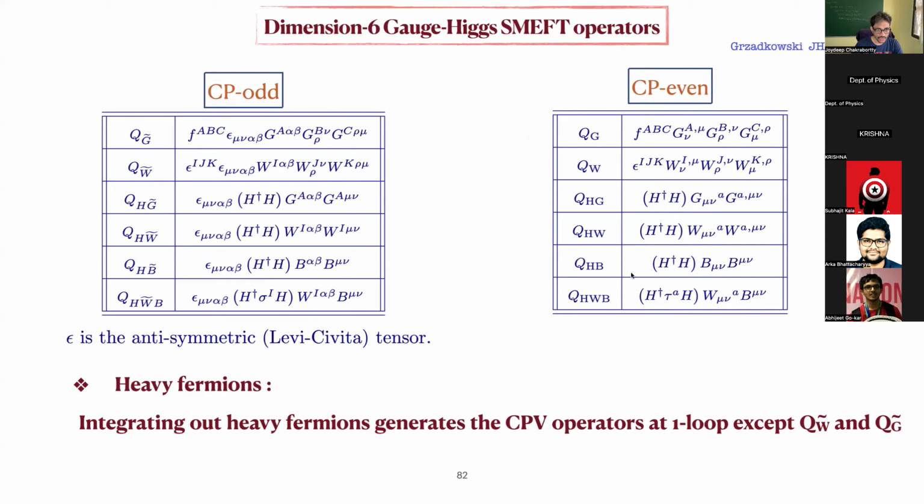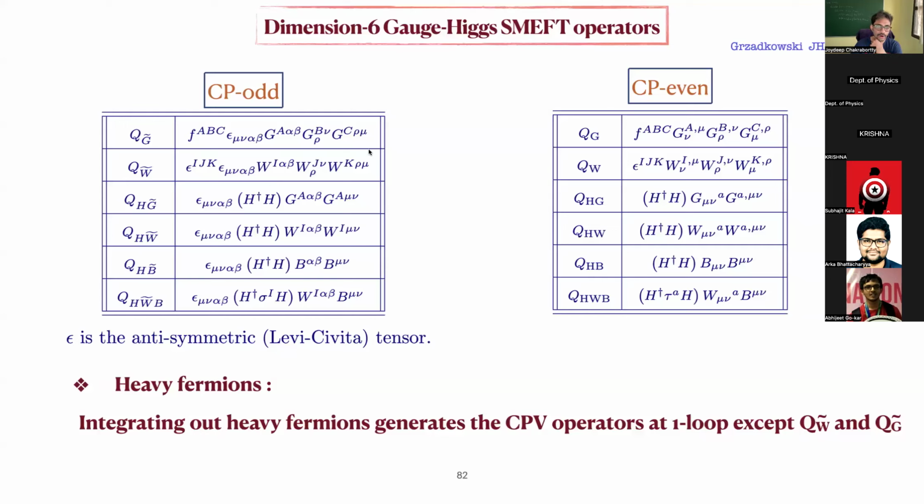But they are accompanied by the CP violating operators as well. For example, this operator may have this kind of structure, and because of the presence of the epsilon mu nu alpha beta, these are CP violating. Now, when a heavy scalar couples with the standard model fermions, if there is no additional source of CP violation, then in the case of heavy fermions which couple with the standard model scalar sector, if there is CP violation, then upon integrating out the heavy fermion, you can generate these operators.